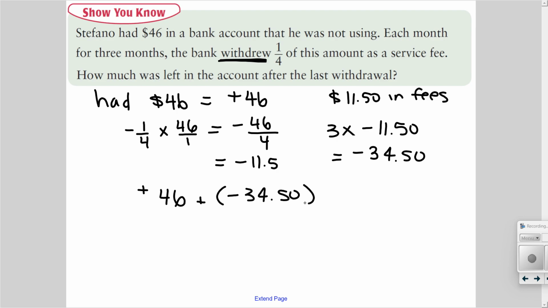So he had $46, that's positive, and he pays -$34.50. So I have more positives. So my answer is going to be positive. He has more money than he spent. And then to figure out how much, I just do 46 take away $34.50, which is 11.5. Now I know with money, I'm going to add on a decimal. So how much was left? He had $11.50 left over. So I hope this video helped, and I look forward to seeing you for the next one.